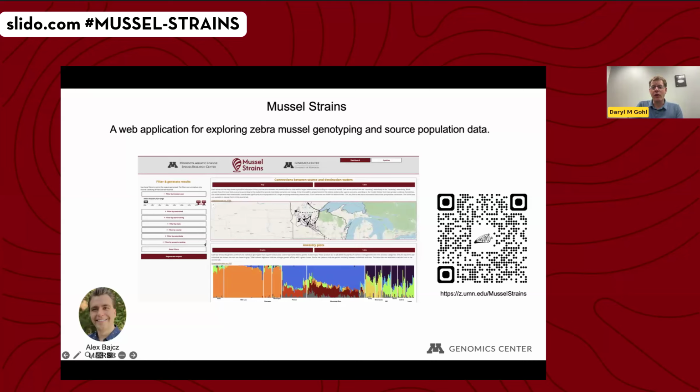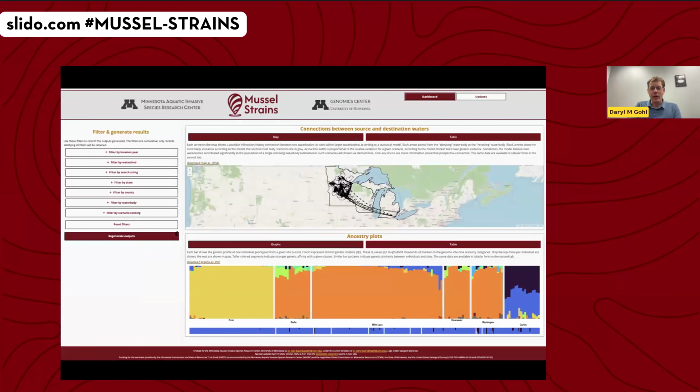So I'm just going to give a brief walkthrough of how we're designing this tool and what you can do with it. When you go to the Mussel Strains homepage, you'll get a visualization of basically all of the lakes, all of that source data, which you can see is a very busy mess of arrows for all these different movements. You can also see the ancestry plots, and you can scroll down and see the ancestry for all of the different lakes that are being shown here. And then we also have a variety of filters that you can apply to the data.